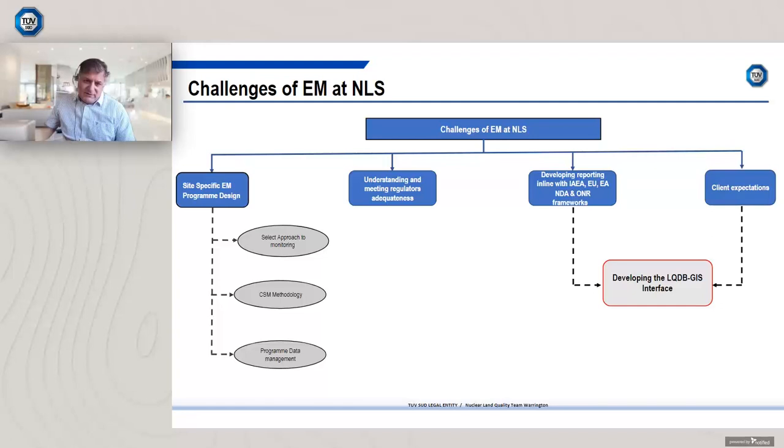In terms of site-specific environmental monitoring program design, be very careful in selecting what approach you would take to monitoring and how you would build the CSM. Generally I would recommend a thorough discussion with the regulator before deciding the GI design and how the CSM will be delineated, and also agree with the regulator what the program data management protocols will be.